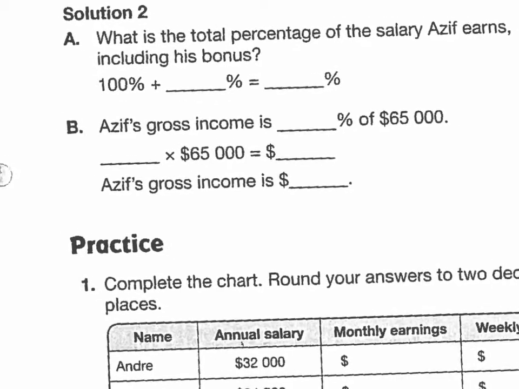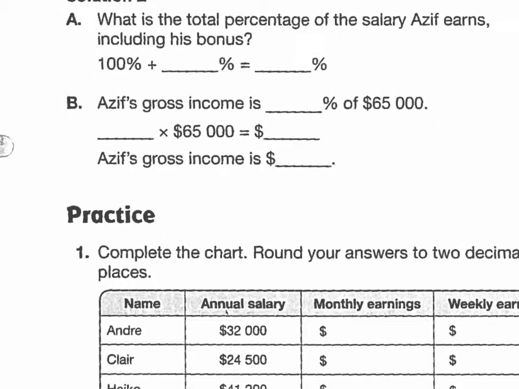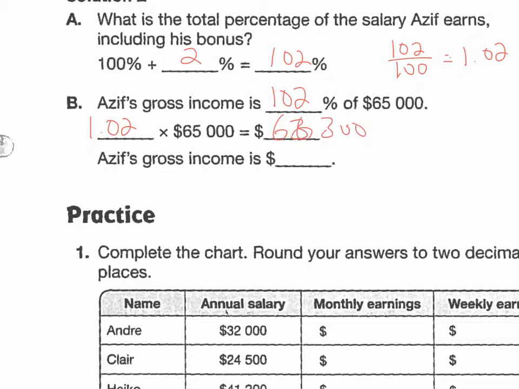Okay. Solution number 2. What is the total percentage of the salary Asif earns, including his bonus? Well, we had the 100% plus 2%, which is 102%. So 102% we can make into a decimal, 102 out of 100. That gives me 1.02. So his salary is 102%, which is the same thing as 1.02 times 65,000. And you should get the exact same number of 66,300, which is the same as before. So the gross income is $66,300.